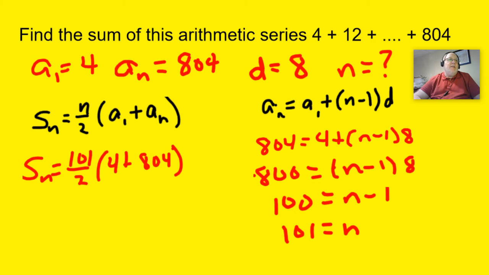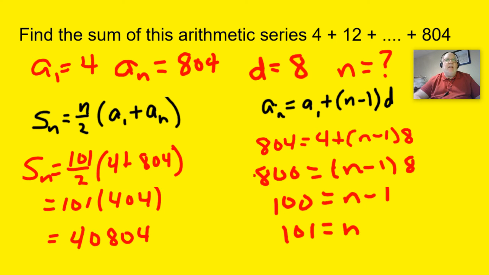So our sum is 101 divided by 2 times the quantity 4 plus 804. 40,804. So even though we don't know all the terms and we didn't even know how many terms there were, because it was arithmetic and we could determine the common difference, we could find the value for n.